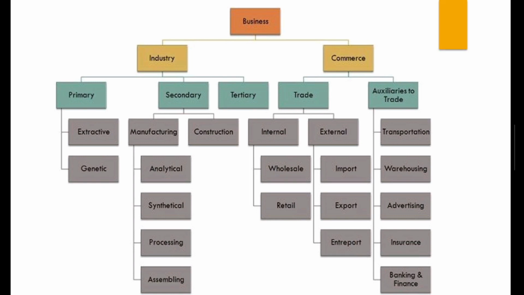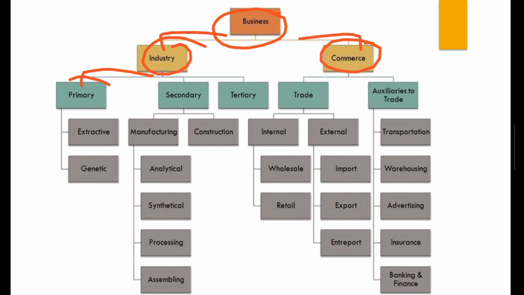At last, let us look into a chart. So business has two types of business activities, industry and commerce. In industry, we first studied about primary industries, which are nature based. Here human efforts are less. There we studied about extractive industry, where we extract the goods from nature. Genetic industries are the industries where we do breeding or planting of crops or plants.